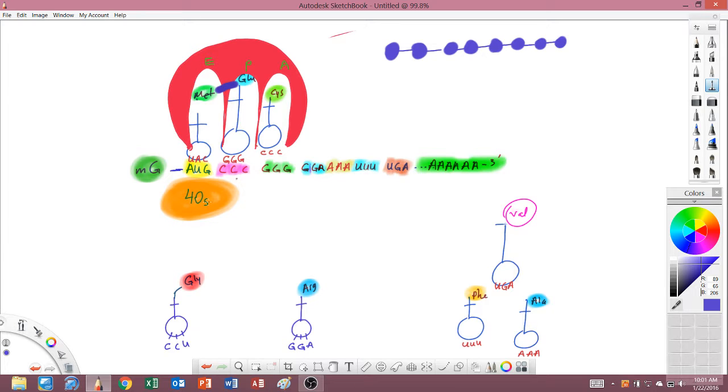Now, empty tRNA cannot stay there. Empty tRNA without amino acid will not be able to stay within the ribosomes. It's kicked out. And the only place you will have empty tRNA is in the E site.